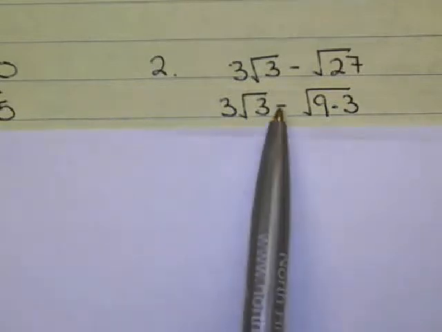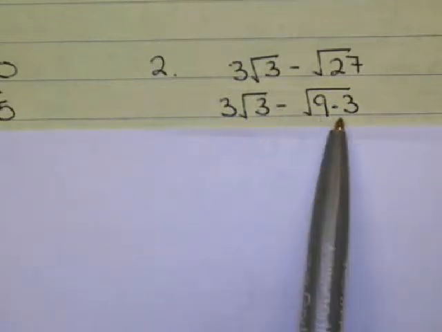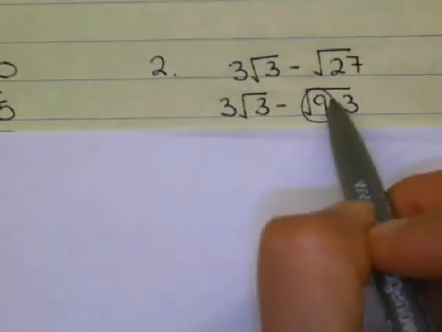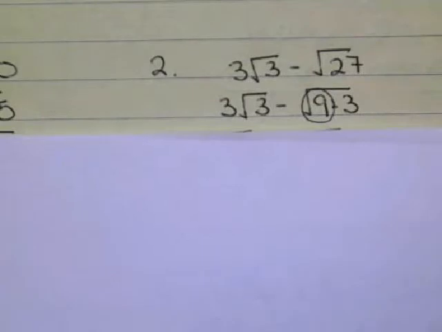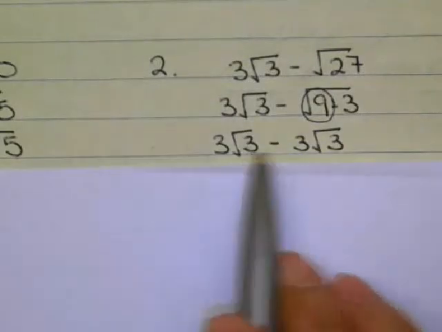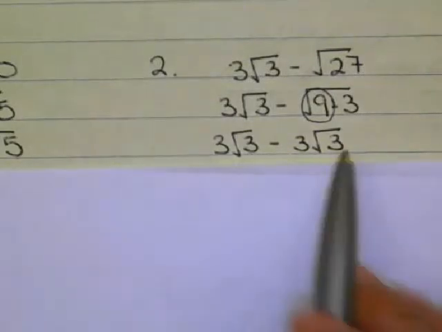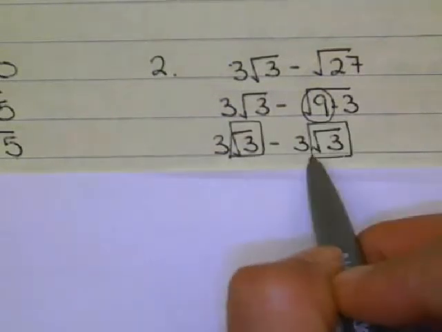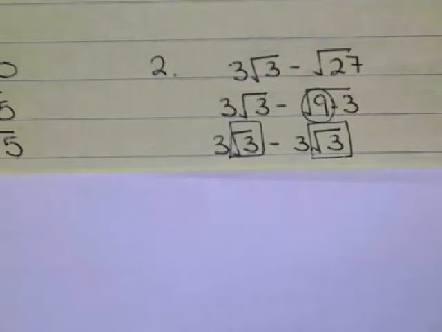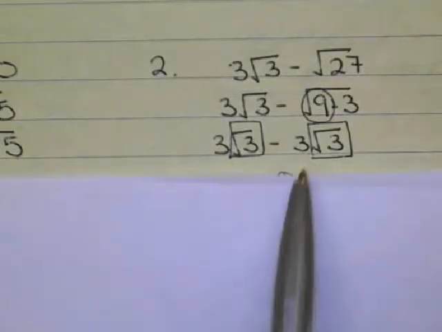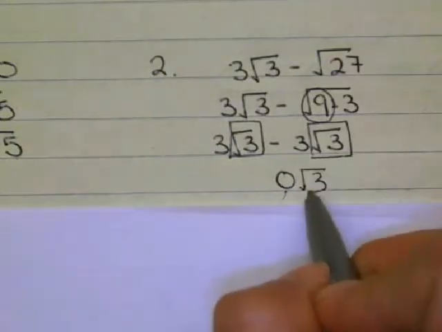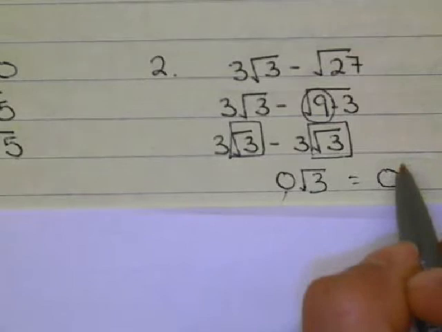So I have 3 radical 3 minus radical 9 times 3. When the 9 comes out, it becomes a 3, because the square root of 9 is 3. So I have 3 radical 3 minus 3 radical 3. I have like radicals, because I have a radical 3 and a radical 3. So I'm just going to subtract the coefficients now. 3 minus 3, 0. Now you could say it's 0 radical 3, but that still equals 0.